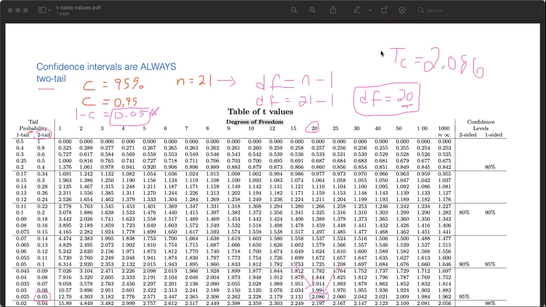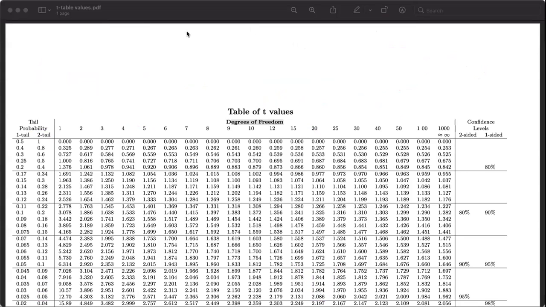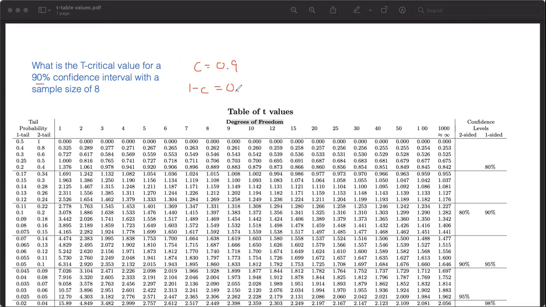Let me do another one for you because I sort of muddied this up. Let me make the explanation a little cleaner, using everything we just learned. What is the T critical value for a 90% confidence interval with a sample size of 8? I'm just making something up. You start by finding your C value, that's the 90%. Write it as a decimal, so that's 0.9. Then take 1 minus that, so 1 minus C is 0.1.